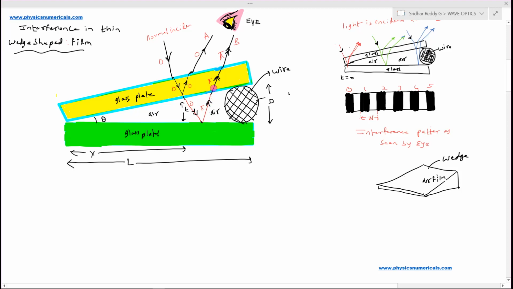Now the ray will undergo refraction. Due to refraction, no phase change. Again, refraction, no phase change. Finally, it will emerge, so rays A and B. Now let's compare the phase difference between these two rays.